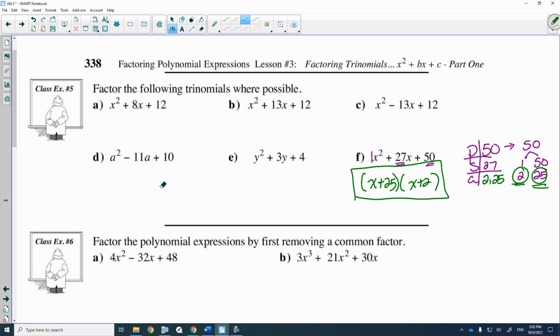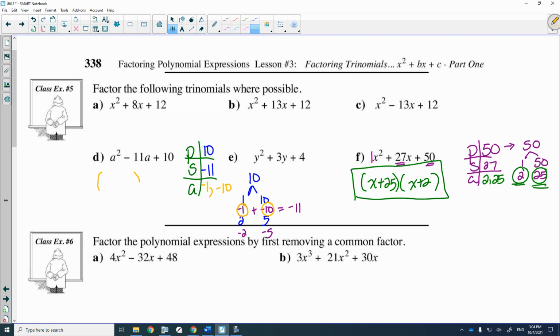Let's look at D. So if you need to pause, set up your chart, see if you could find the answer, and then unpause. Here are all the numbers that would multiply to give you 10. And upon inspection, I could see that it's going to be this one. If you typed in on your calculator -1 plus -10, you would get -11. That means that my answer is -1 and -10.